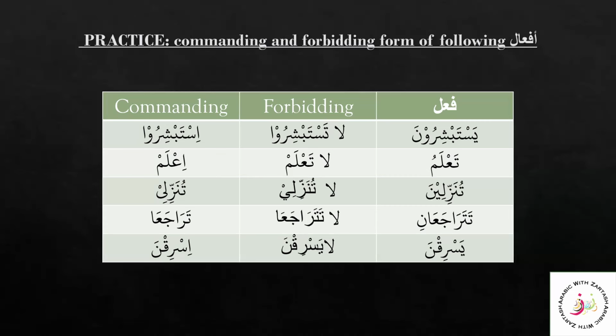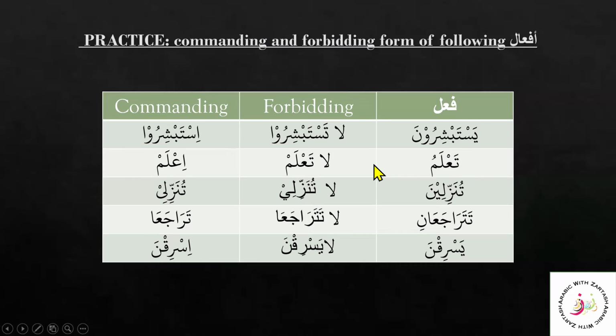It has got the kasra or the fatha, we are going to put the kasra, so it becomes istabshiru, la tastabshiru, forbidding and commanding. Now let's see the next word, ta'lamun. First, recognize its root letters and its family. So it belongs to family one. We know that, and it is from alima ya'lamu, family one.